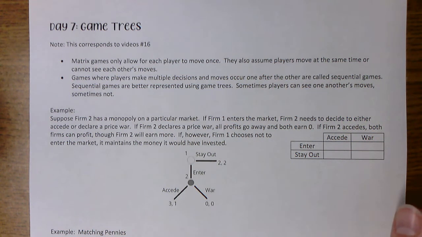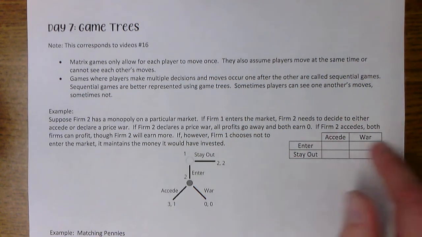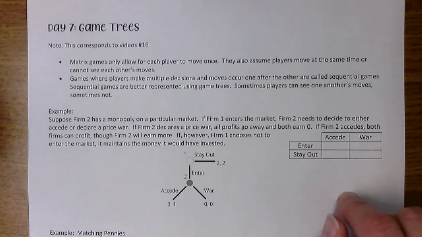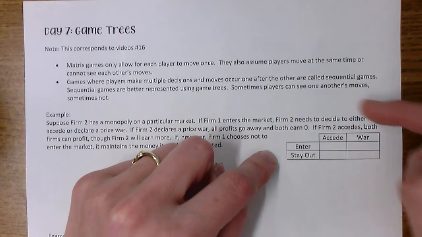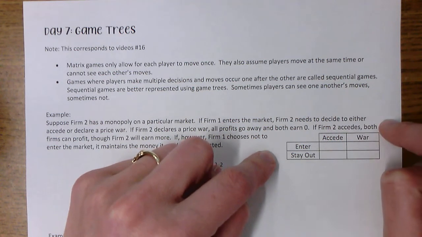But they have a major weakness, and that weakness is that the only thing you can really represent in a payoff matrix is one decision made by each player. This player gets to choose, for this particular example, either to enter or stay out, and this player gets to choose either to accede or war.